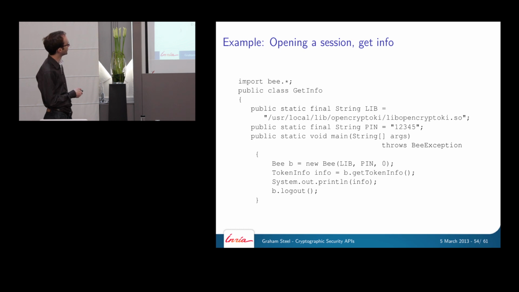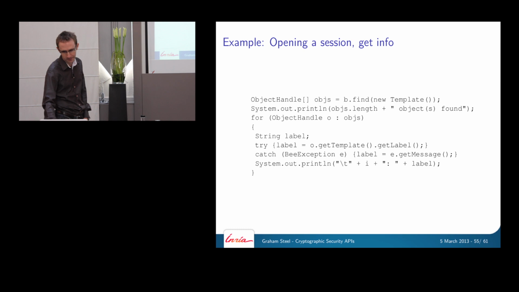And then I have a whole bunch of methods I can call on this object. For example, I can call the getTokenInfo method, which corresponds to the getTokenInfo function in the PKCS 11 library. What we've done is map the majority of those PKCS 11 functions to methods in this library, and then you get it back in a nice way so that you can print out the info for the token.